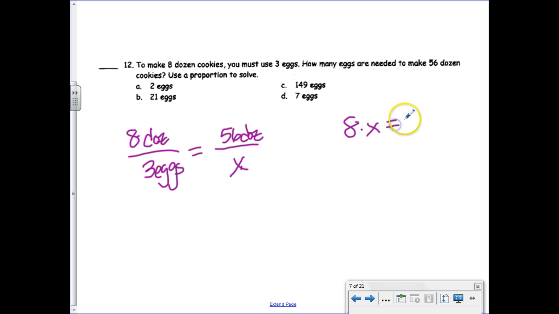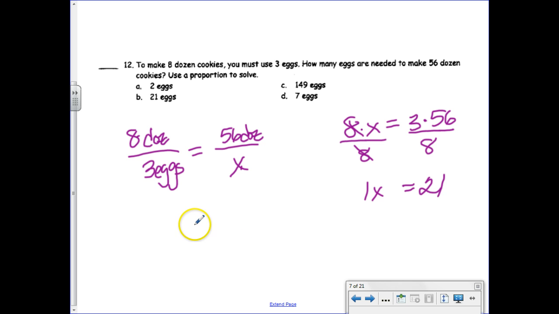8 times x equals 3 times 56. Isolate the variable by dividing by 8, and that gives you a 1x, or just x. And on this side, you should get 21. So that would be B. That's a lot of eggs. Wow.